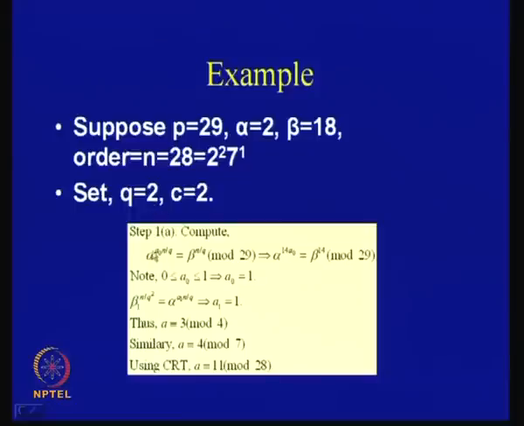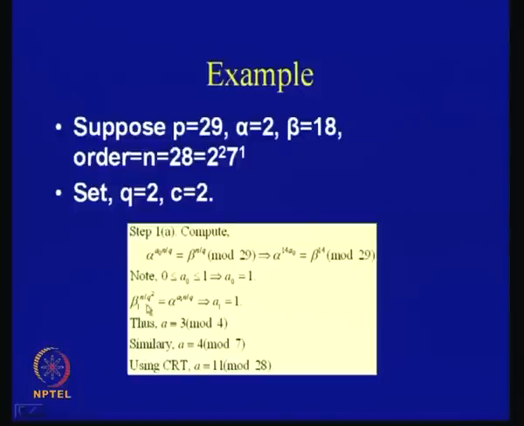So, what you do is that you check for both these values, and noting that a0 will lie between 0 and 1, we find that when a0 is equal to 1, this equation is satisfied, that is alpha raised to the power of 14 a0 is equal to beta to the power of 14 modulo 29, because that is a modulo p field, right, and your p is 29 here. So, you find that a0 is equal to 1.